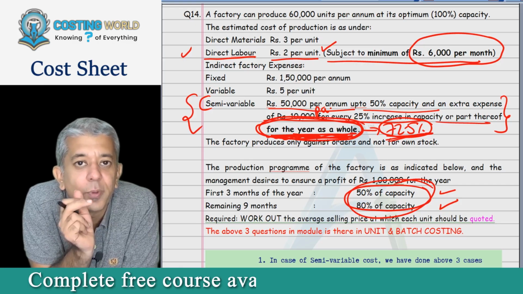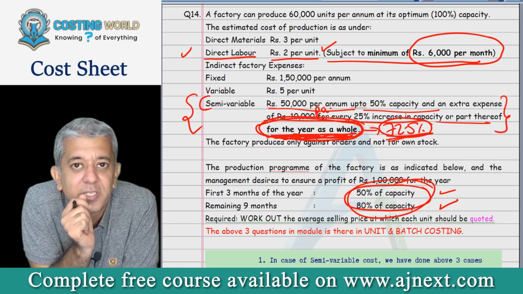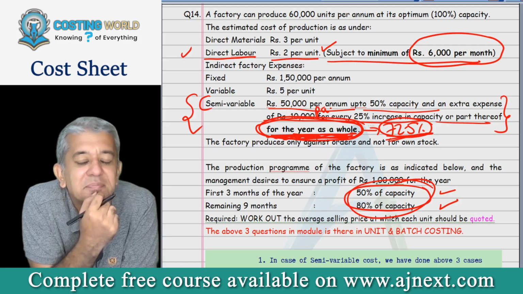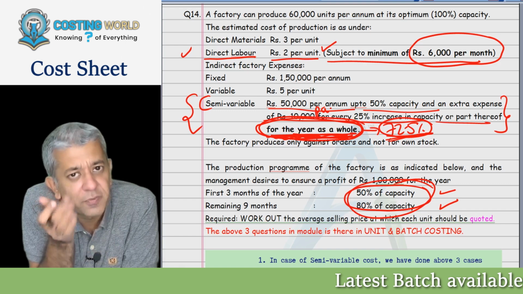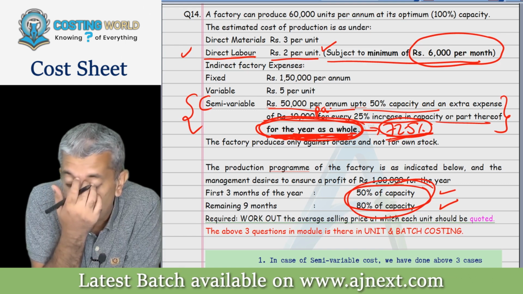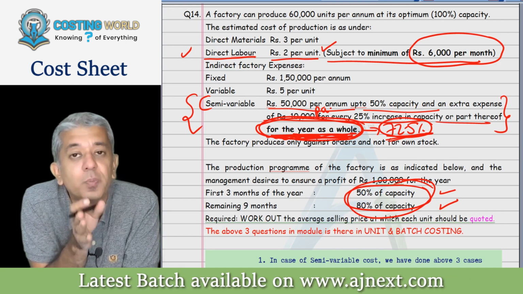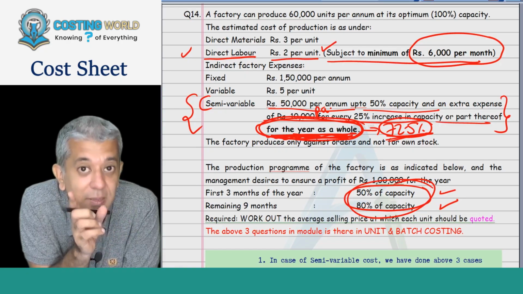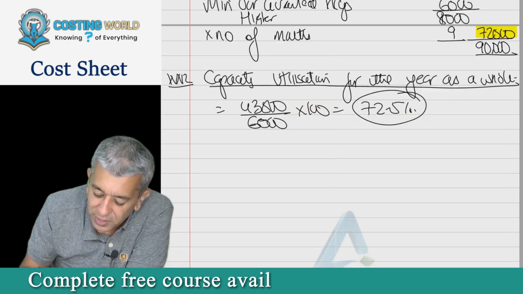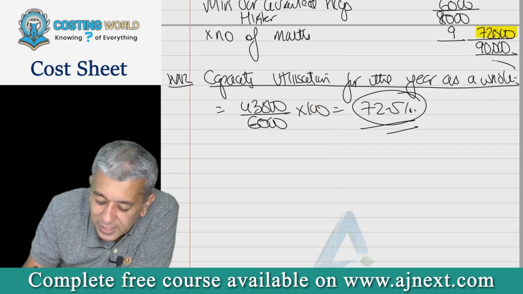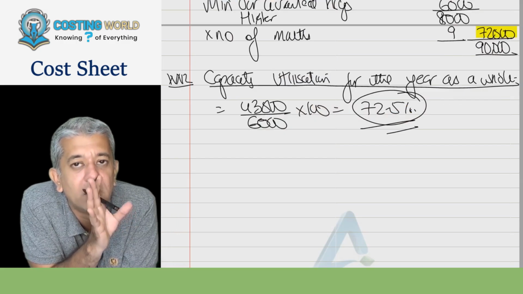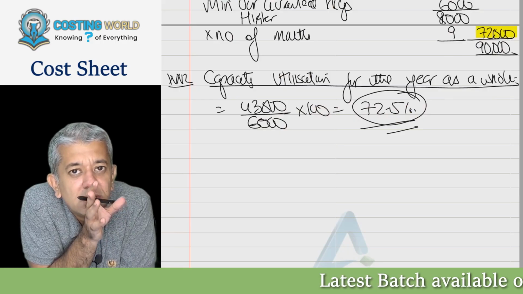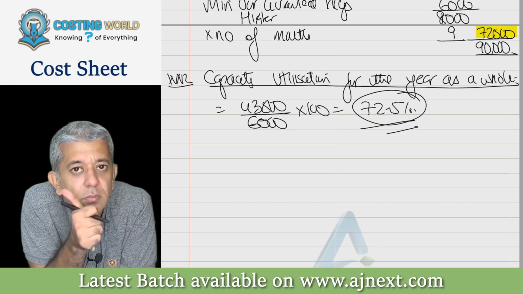Because you are going to be operating at 72.5% for the entire year, no. Yes, sir. So in this particular question, even if it was 10,000 rupees per annum, the answer would have remained the same, because this 72.5 is your percentage utilization for the year as a whole. Is this understood? Yes, sir. Any doubt?